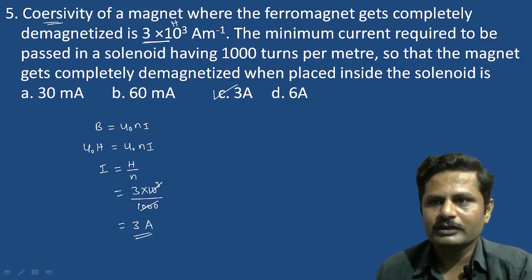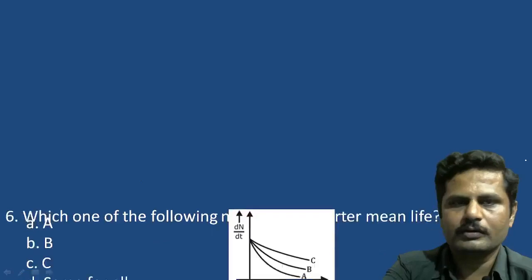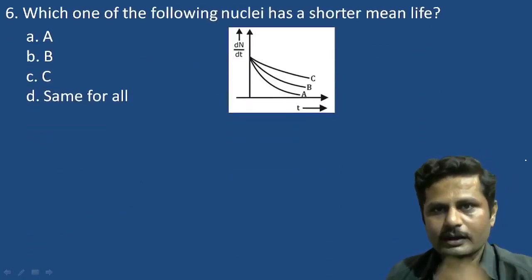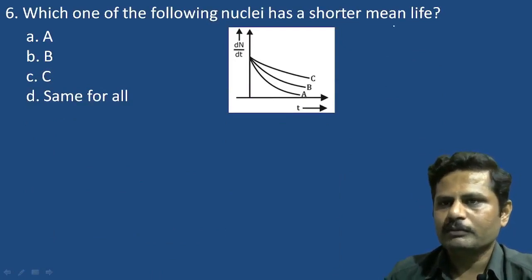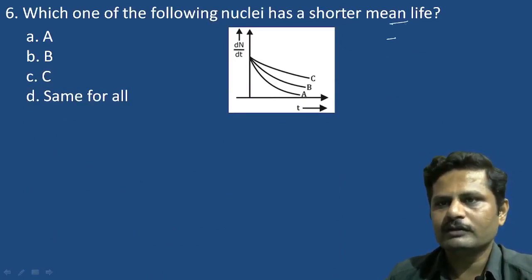Moving to the next question: which one of the following nuclei has a shorter mean life? Here mean life is given by tau equals 1 upon lambda.